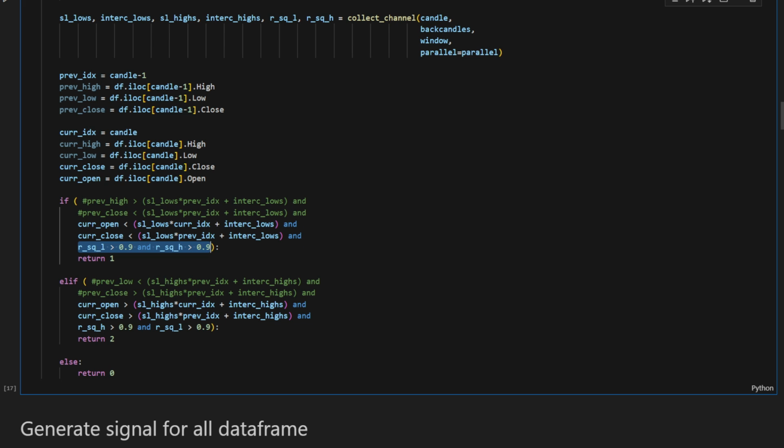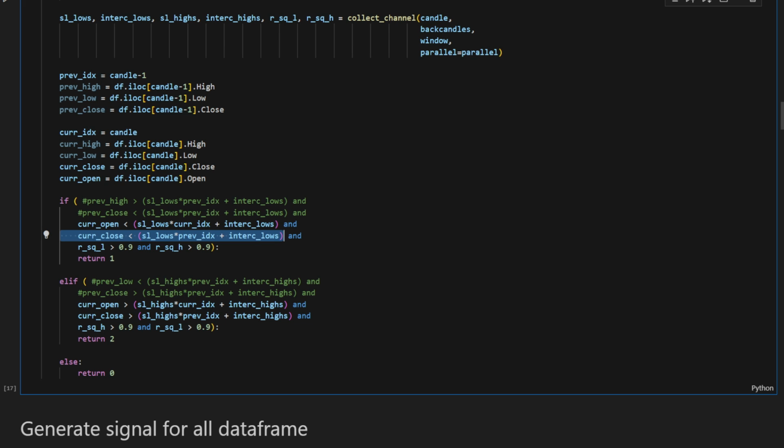But you might want to experiment differently. You might want to say, it's okay if it opens within the channel. Then you might want to discard this condition. You just want it to close below the channel. So you're a bit more flexible in this case, less selective, I would say. So we would just keep one condition.